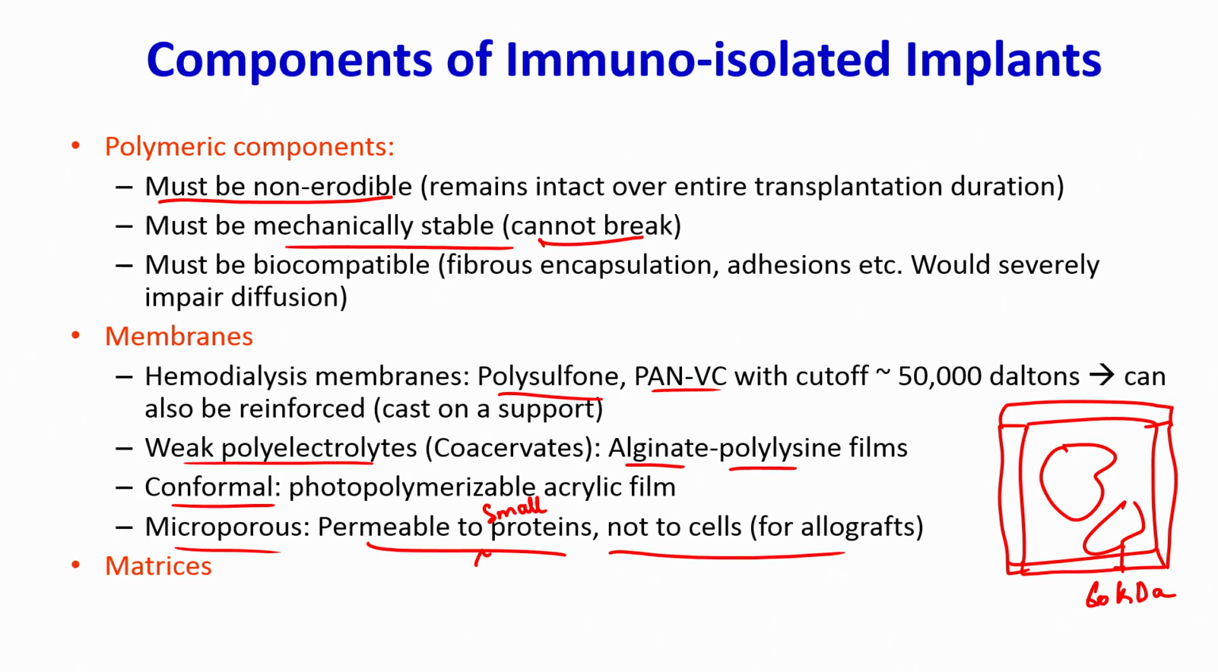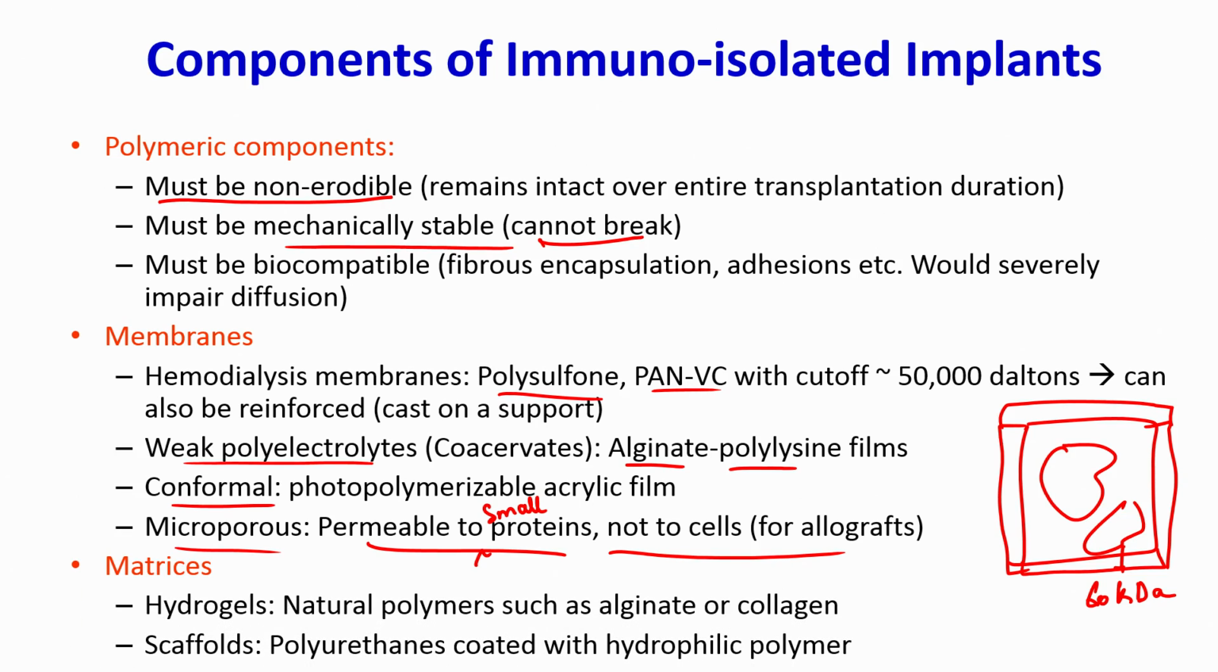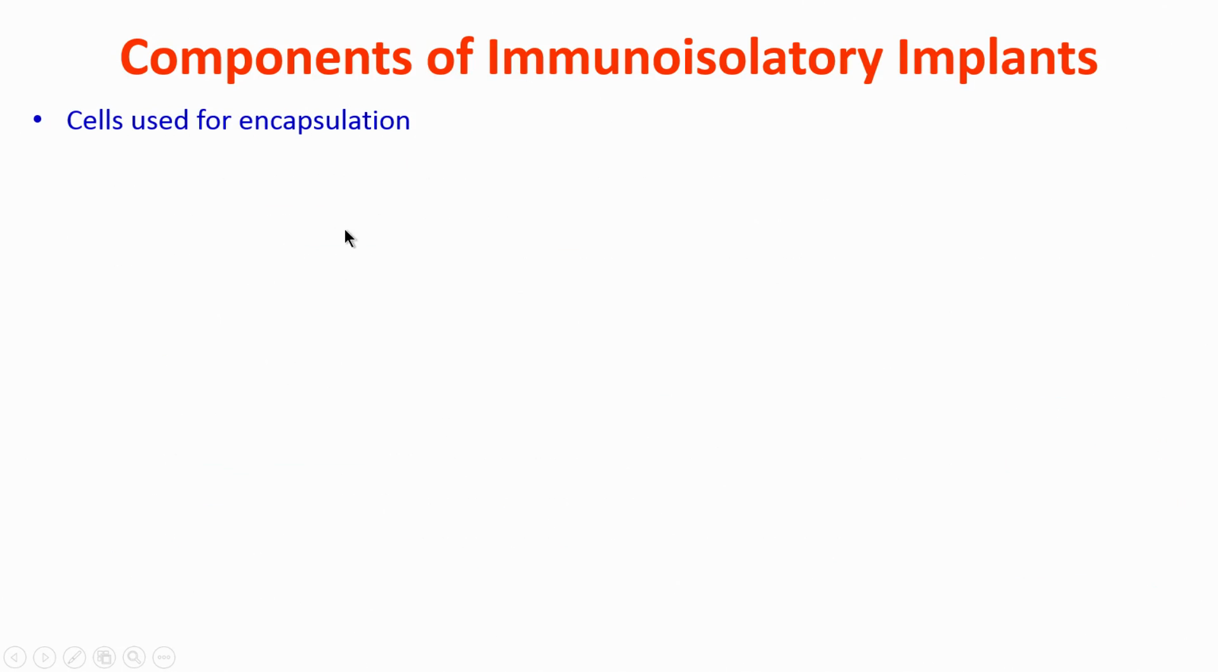And then there could be matrices, these could be hydrogels. So, again polymeric components is a wider term, and these membranes and matrices are coming under it. So, these could be hydrogels or scaffolds. So, these could be alginate and collagen hydrogels, could be polyurethane scaffolds coated with some hydrophilic polymer. So, again all of this is going back to what we discussed in this part of this criteria and components, that it should satisfy all of these before it can be used, otherwise the therapy may fail. Okay, so let us look into further.